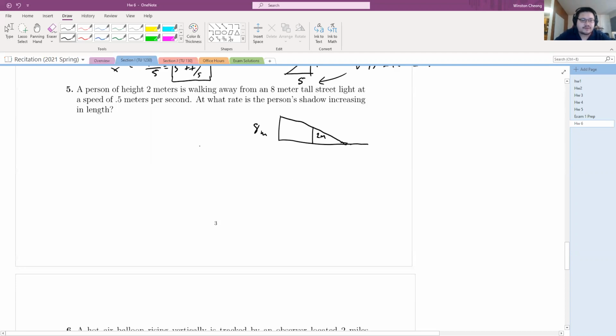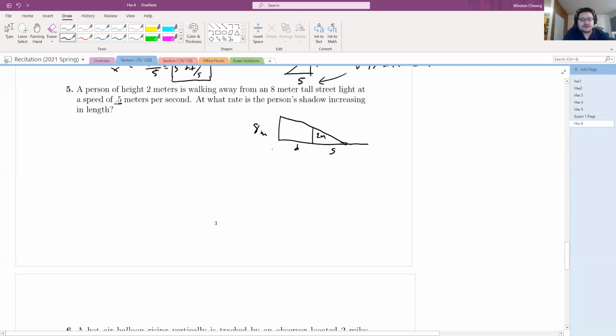Let's just extend that a little bit. Okay, and so we know that the person is moving at a speed of 0.5 meters per second, or 1/2. So now the question is, what things should we label? I'm gonna follow what I did here. I'm gonna label this guy D for distance from the person to the street lamp.